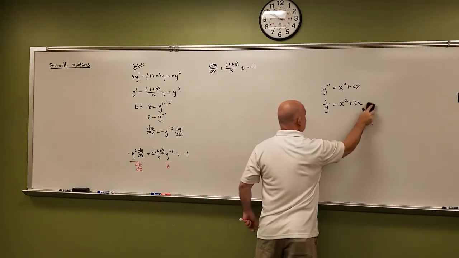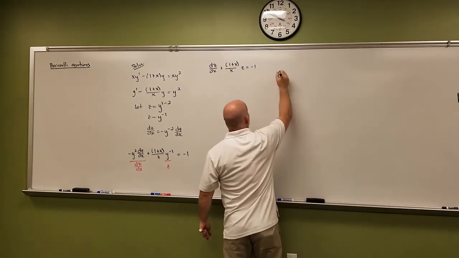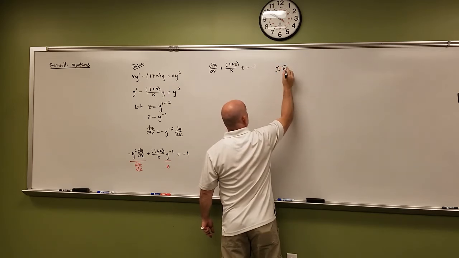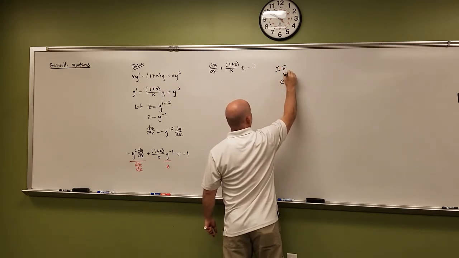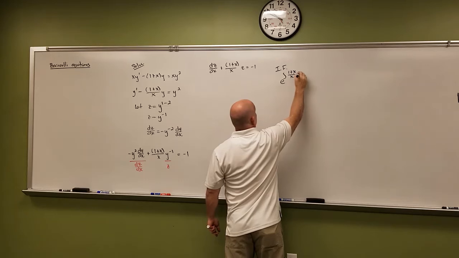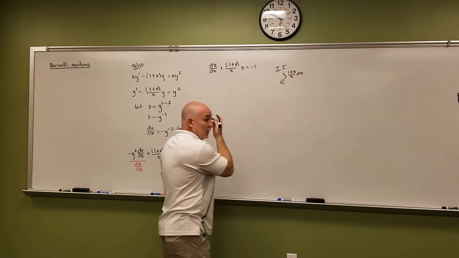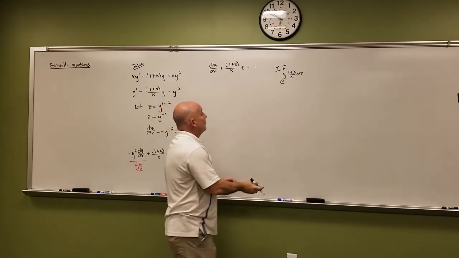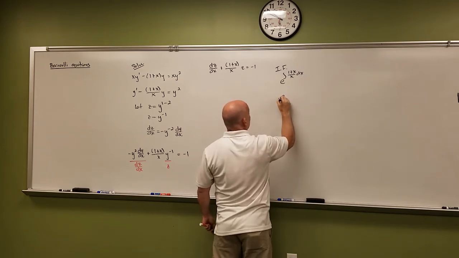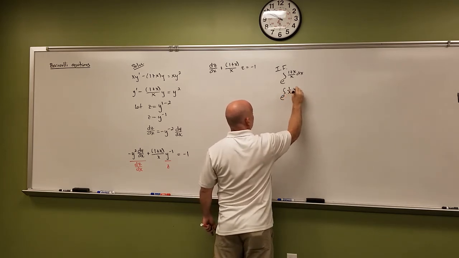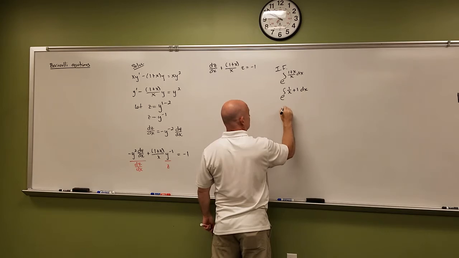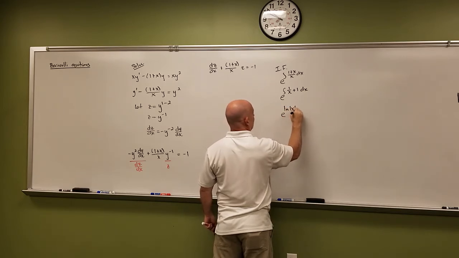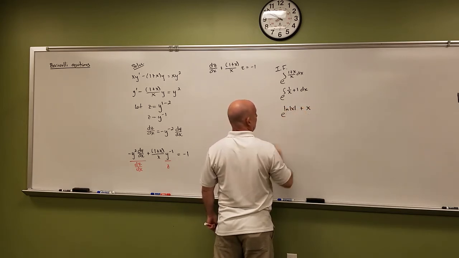So now we go back to solving that type. We know for this we're going to use an integrating factor. It's e to the integral of p of x dx. Well, to integrate that, we're actually going to want to break that up. So this is going to be the integral of 1 over x plus 1 dx. So this is e to the natural log absolute value of x plus x.